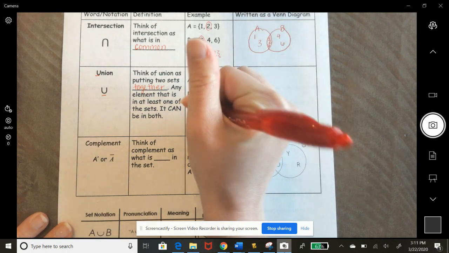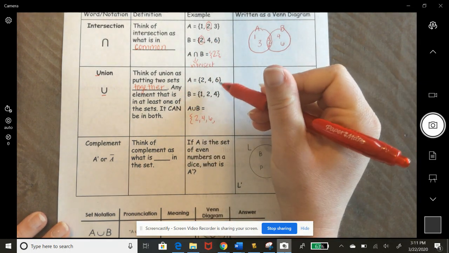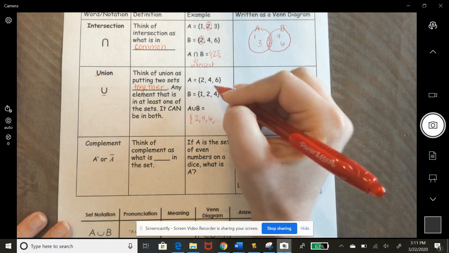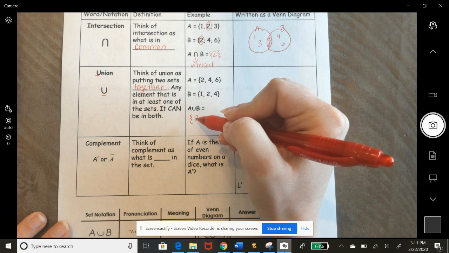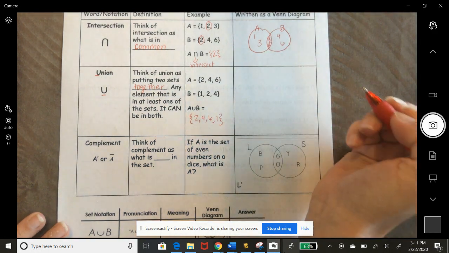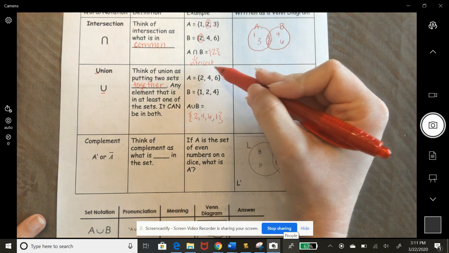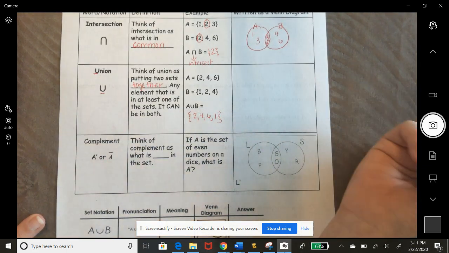So A has 2, 4, and 6, and I'm going to put that together with B, which has 1, 2, and 4. Well, we've already written the 2 and the 4, so we don't have to write it down again. Okay, so A union B are all of these numbers put together, which gives us 2, 4, 6, and 1.